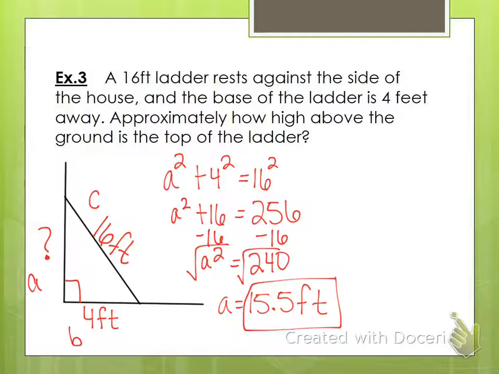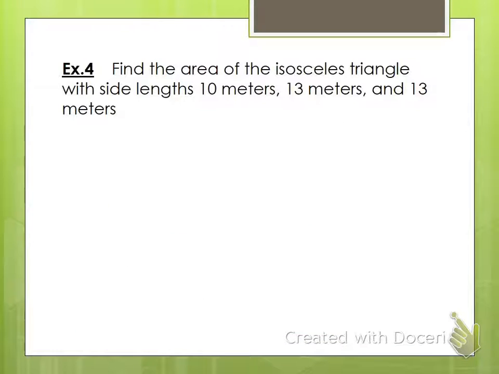Questions about example 3? All right, on we go. Find the area of the isosceles triangle with side lengths 10 meters, 13 meters, and 13 meters. Now, this is not a right triangle. This is just an isosceles triangle. So you could draw a generic triangle. I would not try to make any of it look like it's a right triangle. And again, it doesn't really matter what it looks like, it matters how you label it.